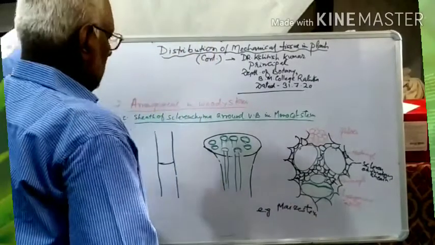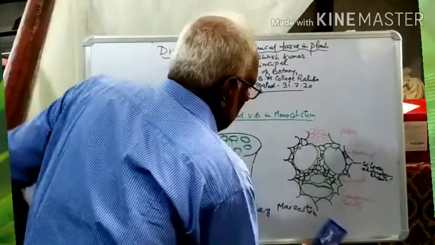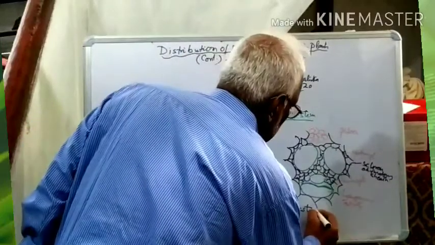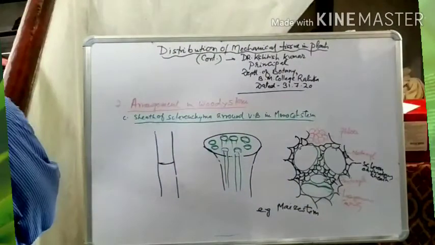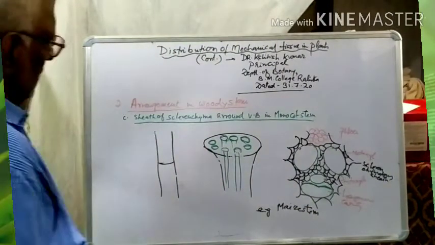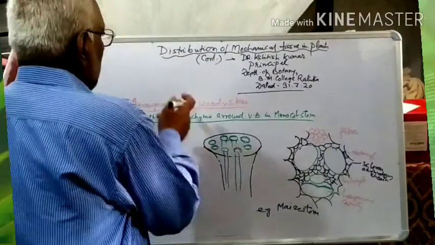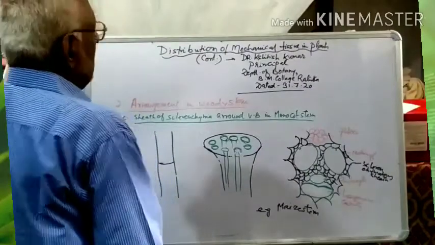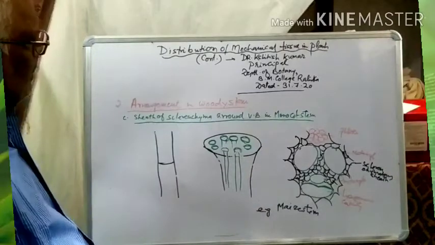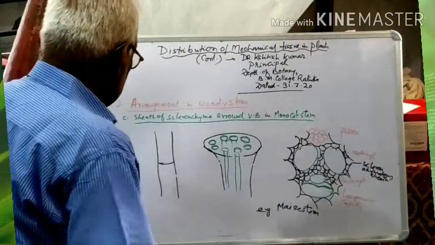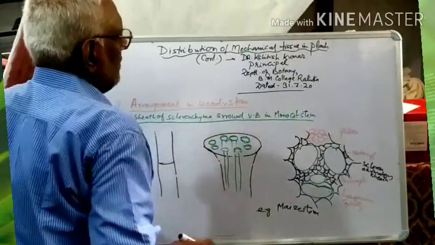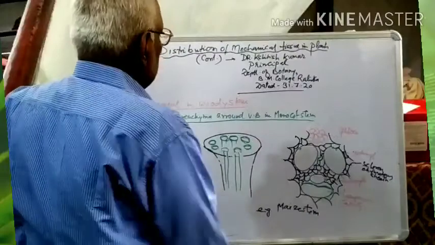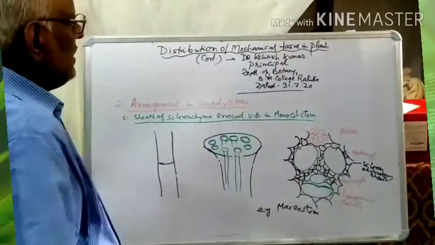So here this is the maize stem, in which such type of arrangements are found next to this. So these are all included inside the arrangement of mechanical tissue in woody stem, and in this, the sheath of sclerenchyma, the sheath of sclerenchyma around the monocot stem. That is all about this.